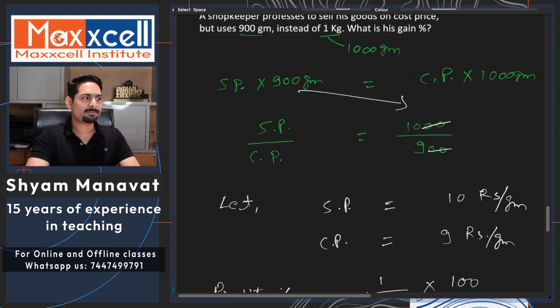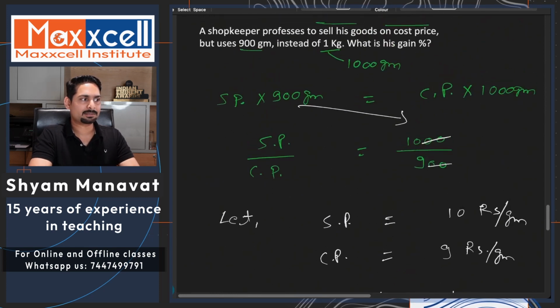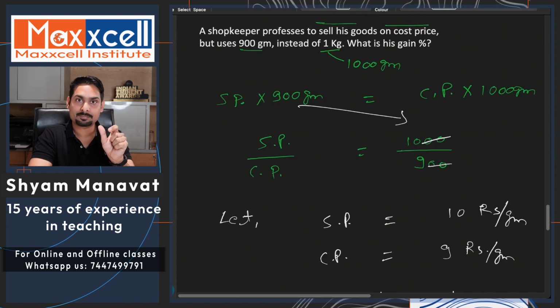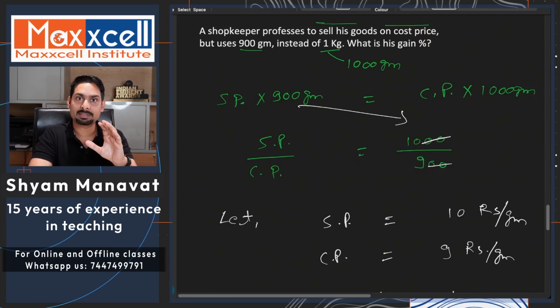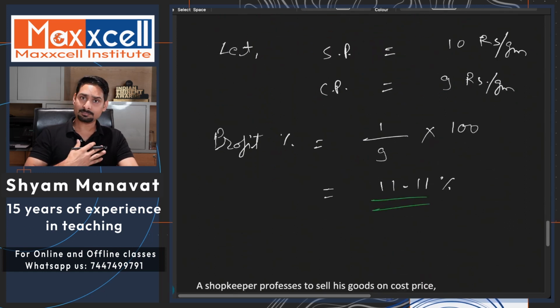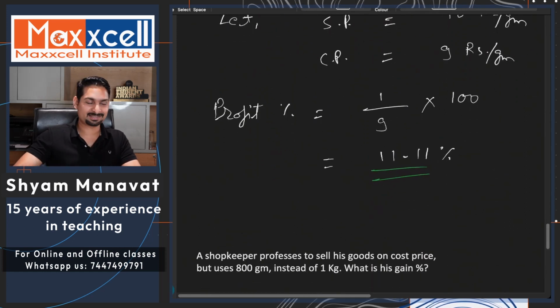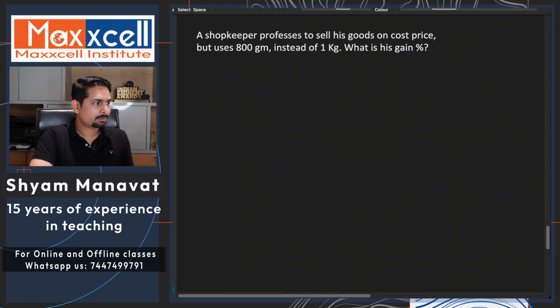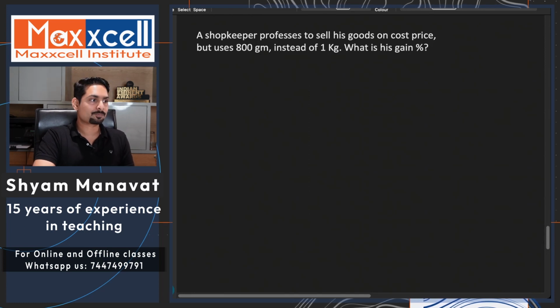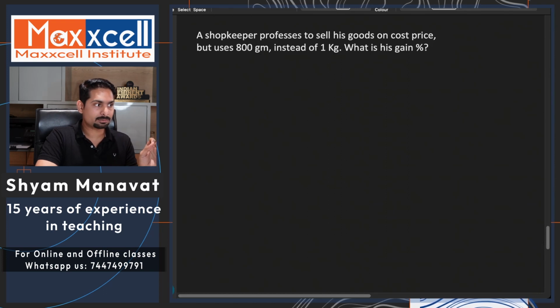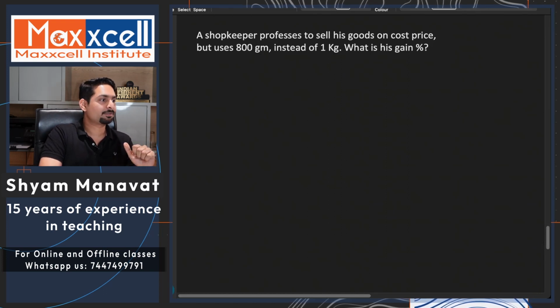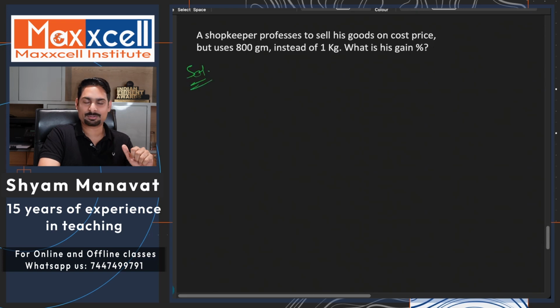Now, where do people make mistake? They say that, okay, the shopkeeper is saving 100 grams over 1000 grams. So 100 by 1000 is 10%. That's not the answer, right? I hope my students are not going to make that mistake. So this is another question on the same line. I suggest you pause the video and try solving this question and see whether your answer is matching with my answer or not.